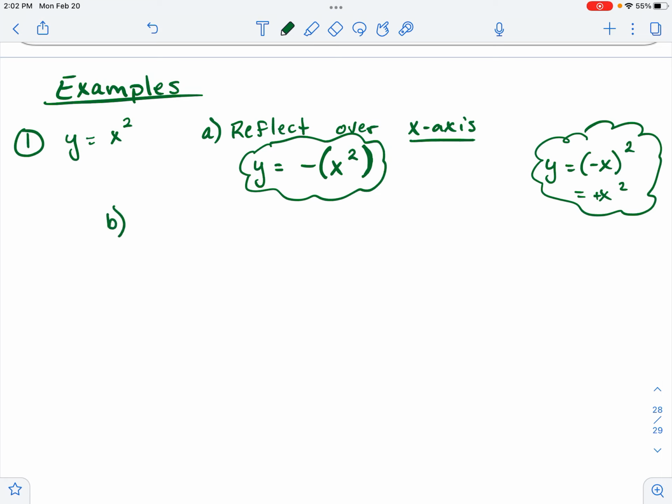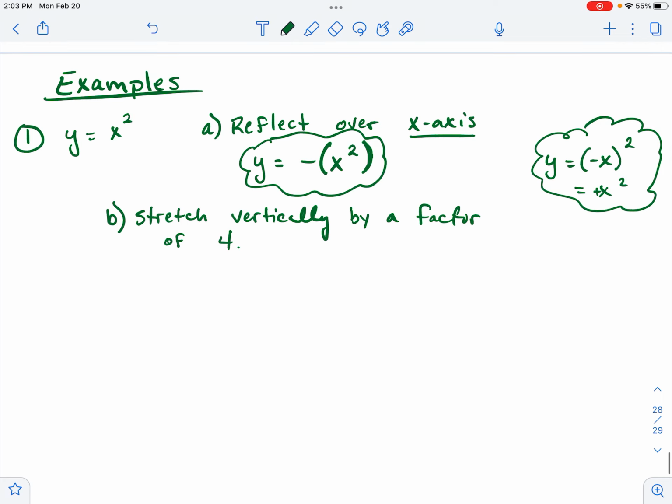So these two are not equivalent to each other. Let's look at part B. Let's say that part B wants me to stretch vertically by a factor of 4. Well, this is going to put a 4 in front of my x squared, and so this is what we would have.